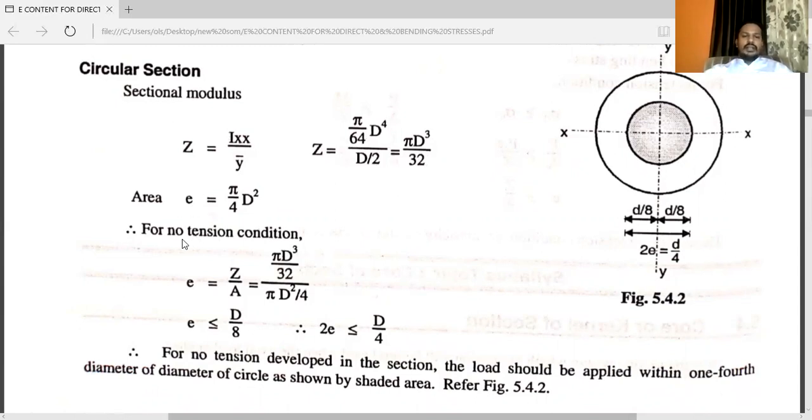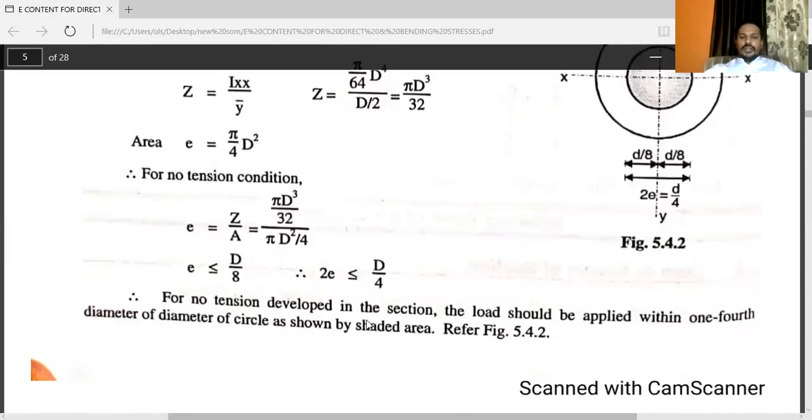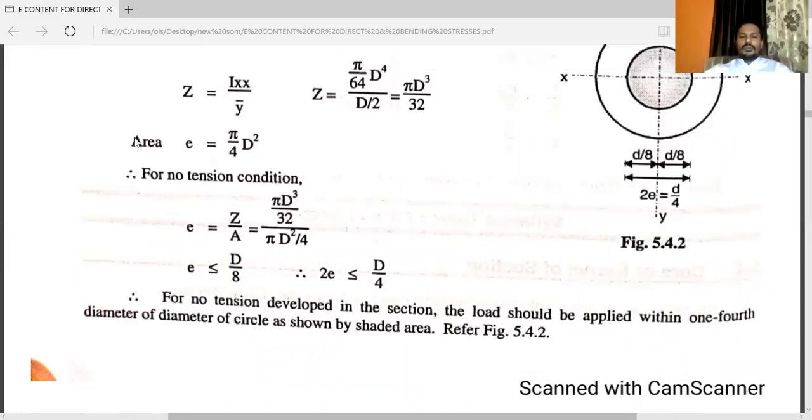This is the area. For no tension condition, we know that e is equal to Z by A. We have the value of Z, we have the value of A. So e is less than or equal to D by 8. So 2e is less than or equal to D by 4. Therefore, for no tension developed in the section, the load should be applied within 1/4 diameter of circle as shown by shaded area. You can see here.